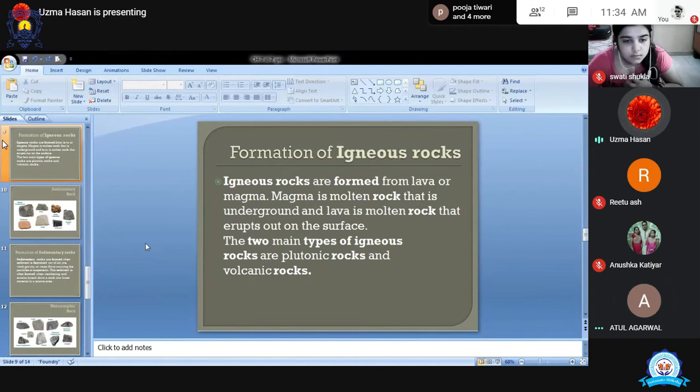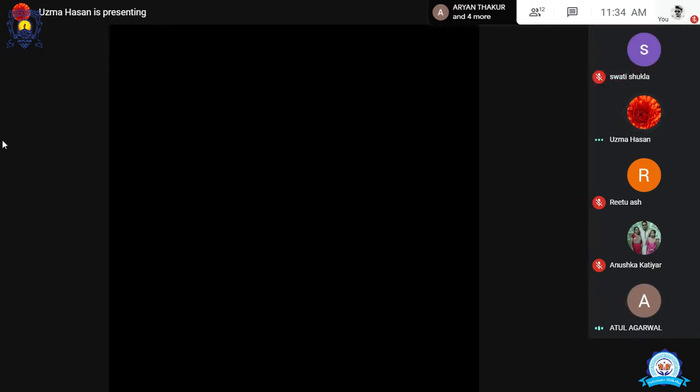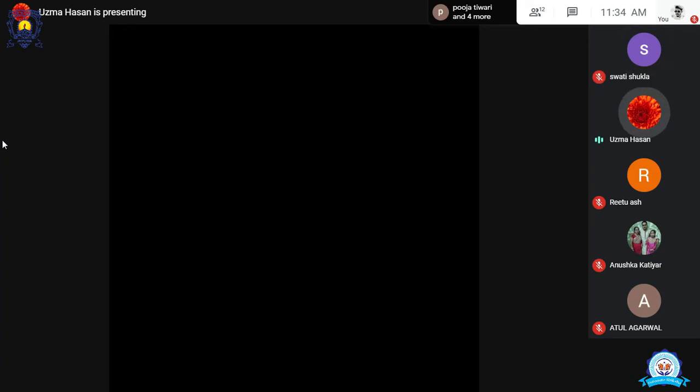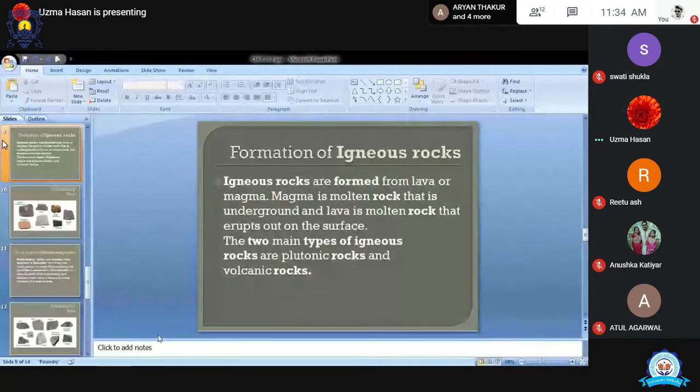The igneous rock that we find... one minute, lots of sound is coming from somewhere. Atul, mute yourself. Okay. I will not take him in.